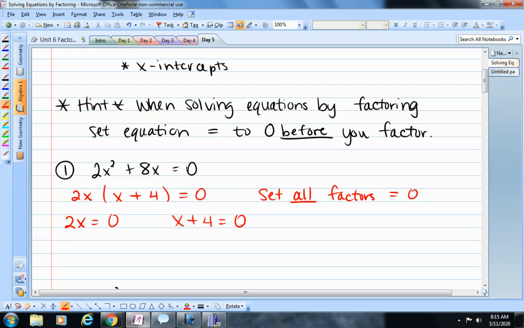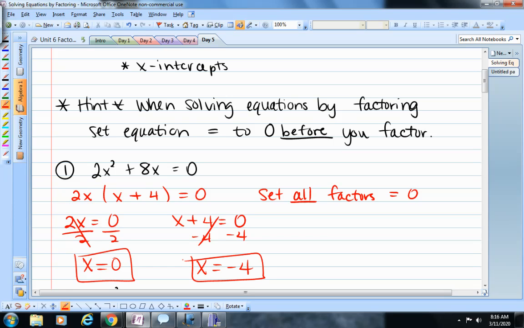They're baby ones. How do I solve for x for 2x equals 0? Divide by 2 on both sides. And what's 0 divided by 2? 0. So x equals 0 is one of my solutions. And then, how do I solve x plus 4 equals 0? Very good. Subtract 4 on both sides. x equals -4. Okay? So we got two solutions. So that's how you do it. You factor it completely, then set all your factors equal to 0, and solve all your little baby equations.